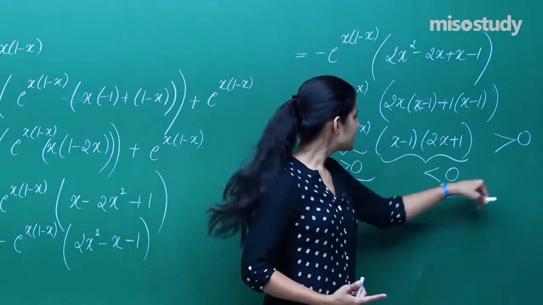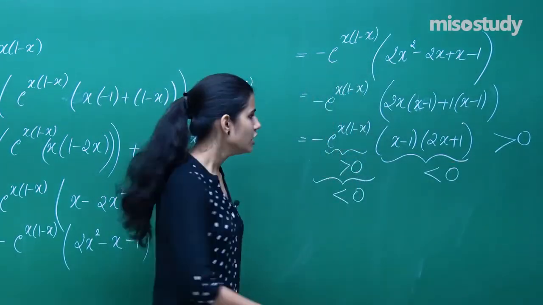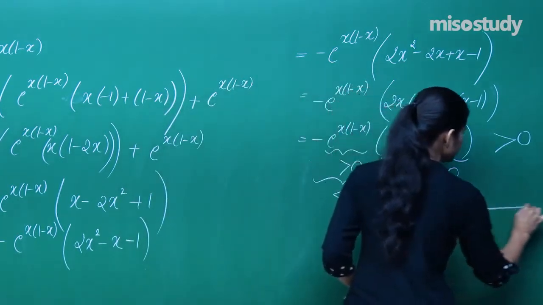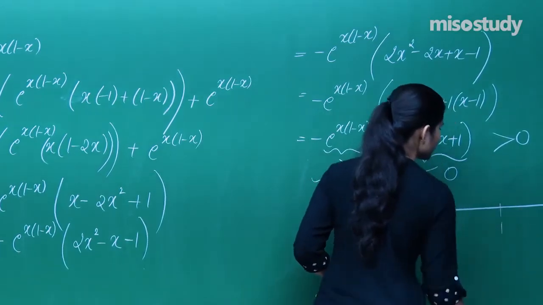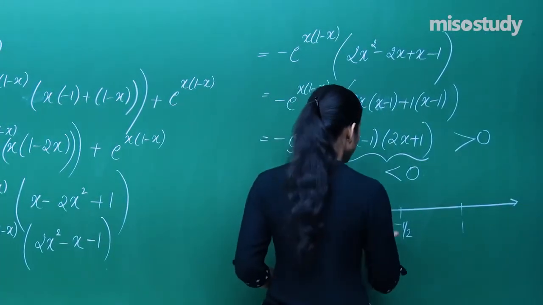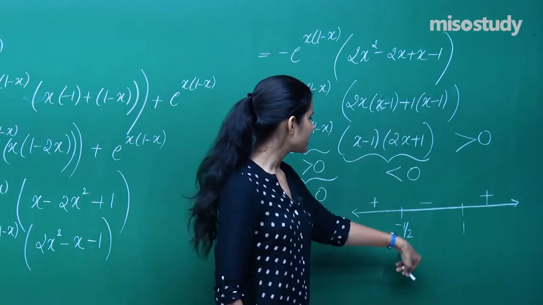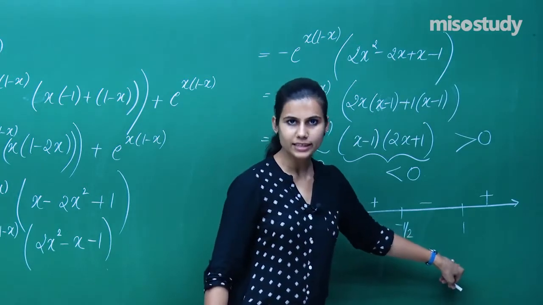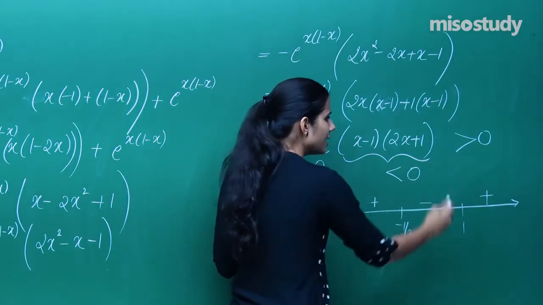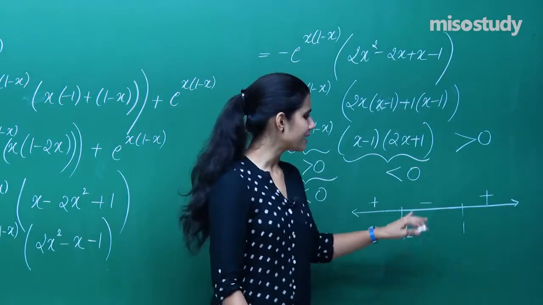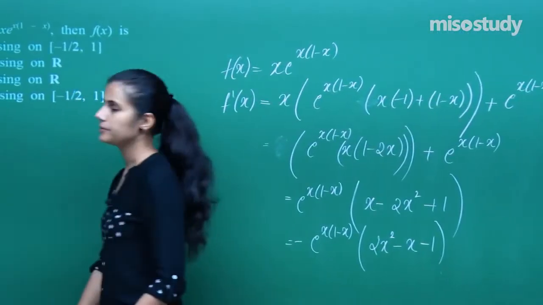So what are the places where this is negative? At those places f dash x is positive and hence f is increasing. So what are the places at which this is negative? This is what? 1 and minus 1 by 2. You will be able to see here it is positive, here it is negative, here it is positive. So this expression is negative in the interval minus 1 by 2 to 1, and hence in minus 1 by 2 to 1 this entire expression is positive, that is f dash x is positive in the interval minus 1 by 2 to 1 and f is increasing therefore in minus 1 by 2 to 1.